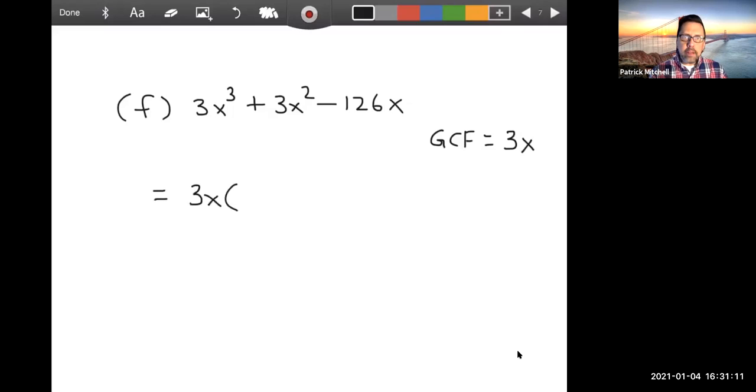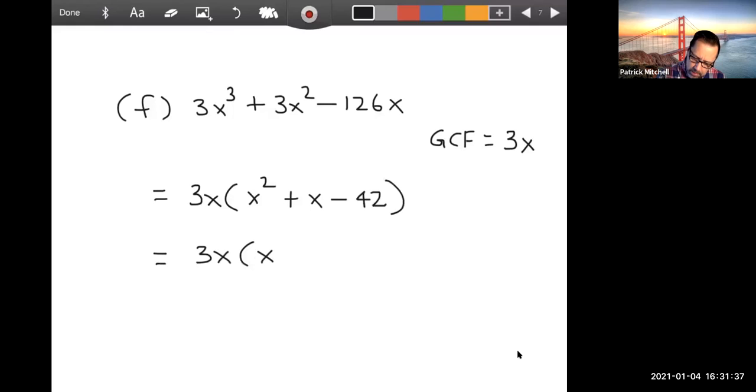3x cubed divided by 3x is x squared. 3x squared divided by 3x is x. And 126 divided by 3, ask the calculator, comes out to 42. The x's cancel. All right, so now I'm just going to do the same thing that we've been doing in all the other problems.